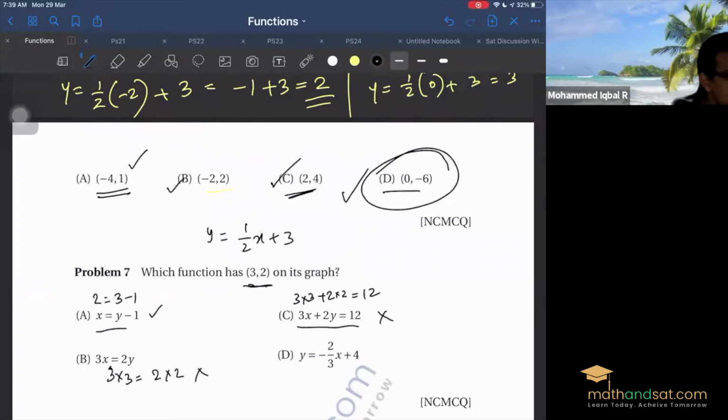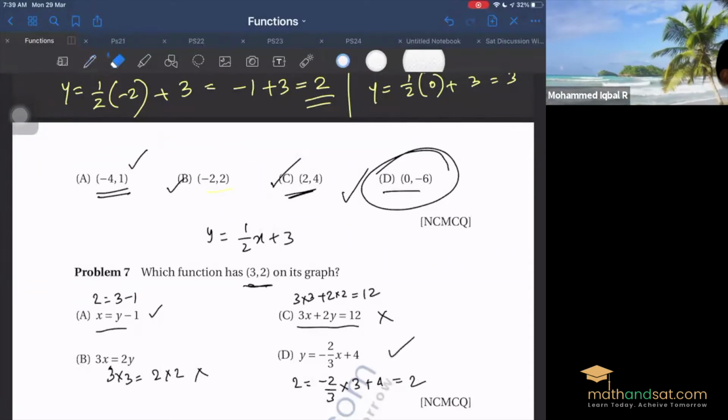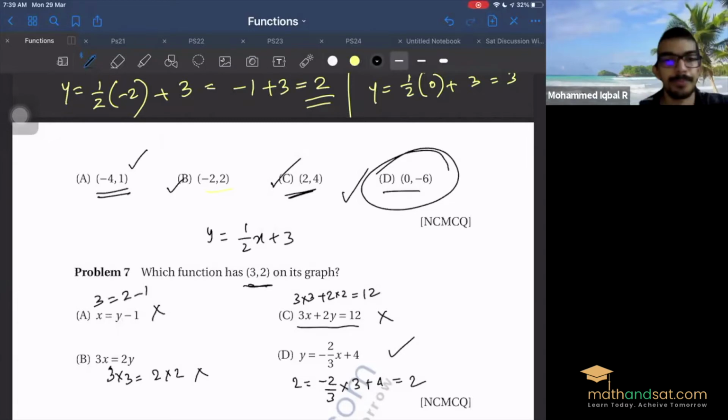y is equal to minus 2 by 3x plus 4. So we have 2 is equal to minus 2 by 3 times 3 plus 4, which is 2. This is satisfied. Oh, I made a mistake here. I made a mistake in the first option. It's 3 here and it is 2 minus 1. This is wrong. Option A is wrong. Option C is wrong. Option B is wrong. Option D is the right one.